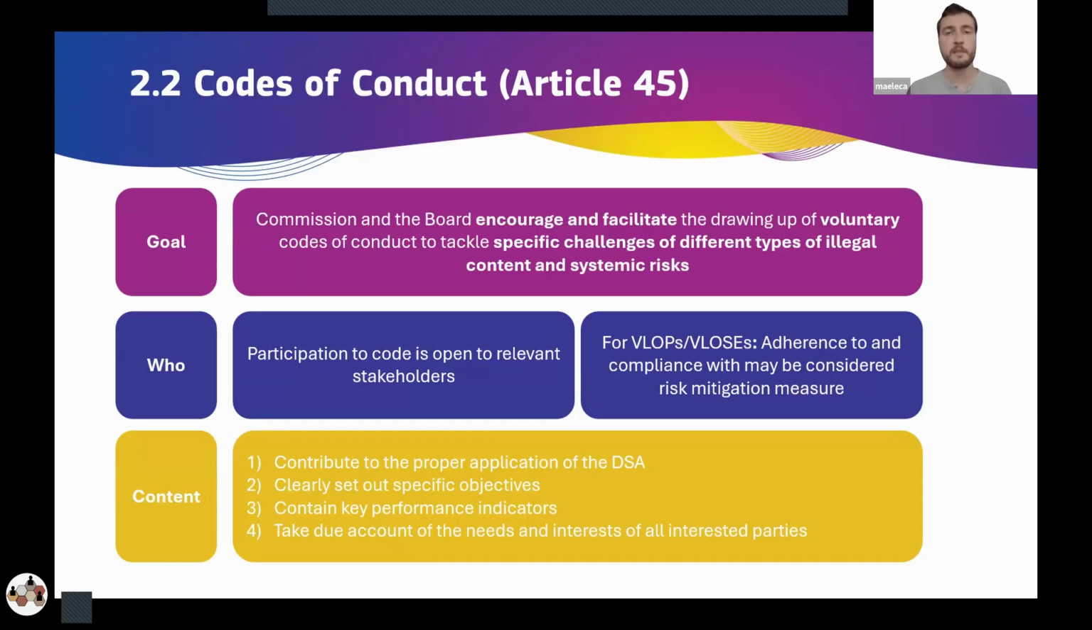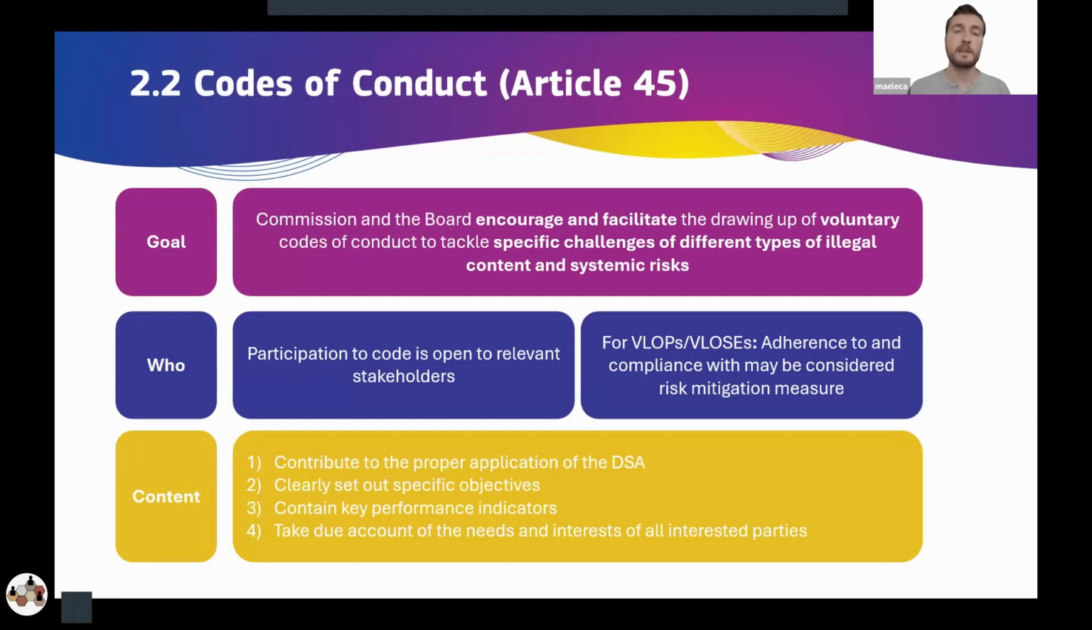Now, the most important thing for a code of conduct is that it should always contribute to the proper application of the DSA, that it should clearly set out its specific objectives, that it should contain KPIs, key performance indicators, and that it should also take into account the needs and interests of all interested parties. Now, I know that all of this sounds a bit cut and dry, but all of this is really, really important for us to make our assessment. More on that in a second later.